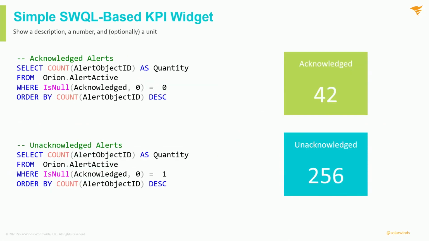So if we talk about this KPI widget, I've got some examples here. What you really want here is to boil down your process to a single number that represents something valid in your infrastructure. So in our case, I really just want to split out the number of acknowledged alerts and the number of unacknowledged alerts. It's pretty simple. I'm counting just pretty much anything in the return field, but in this case, it's counting the alert object, and I'm returning it back as the name quantity. I'm pulling it from the active alerts table where acknowledged is 0.